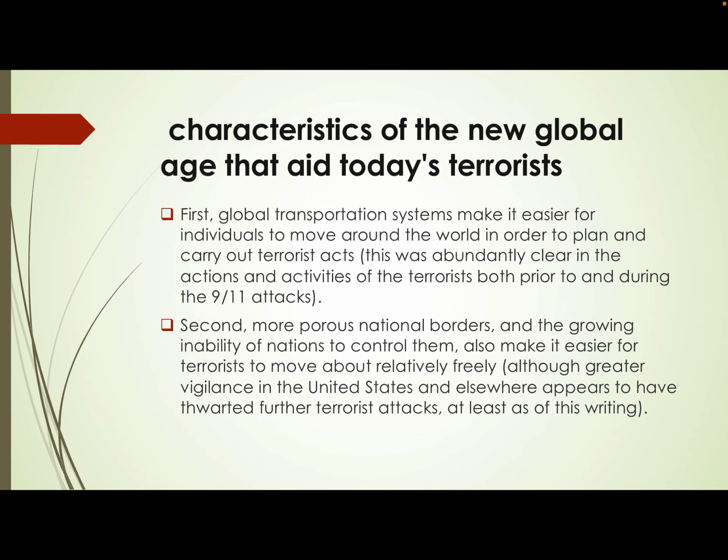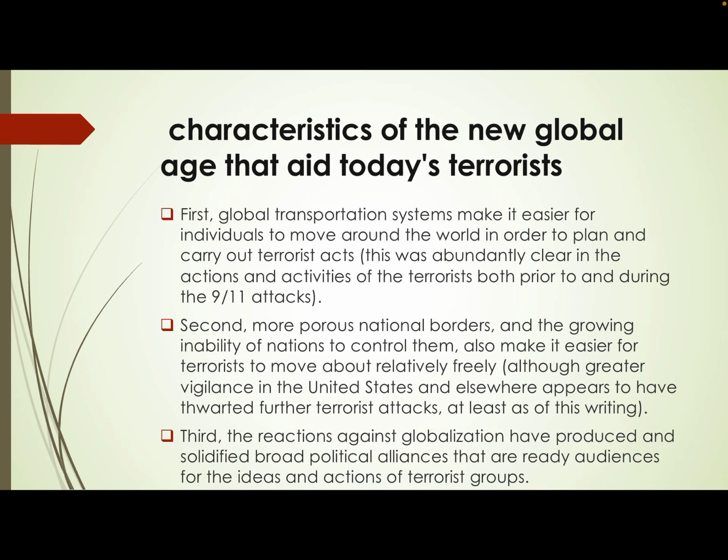Second, more porous national borders and the growing inability of nations to control them also make it easier for terrorists to move about relatively freely, although greater vigilance in the United States and elsewhere appears to have warded off further serious attacks, at least as of this writing. Third, the reaction against globalization has produced and solidified broad political alliances that are ready audiences for the ideas and actions of terrorist groups.